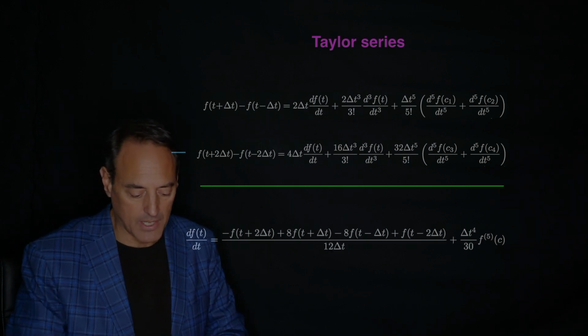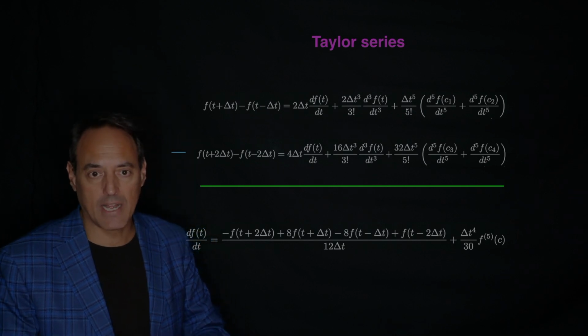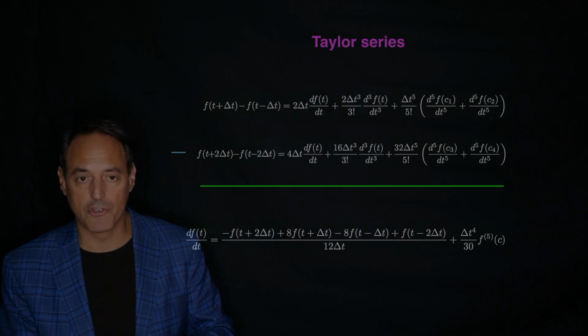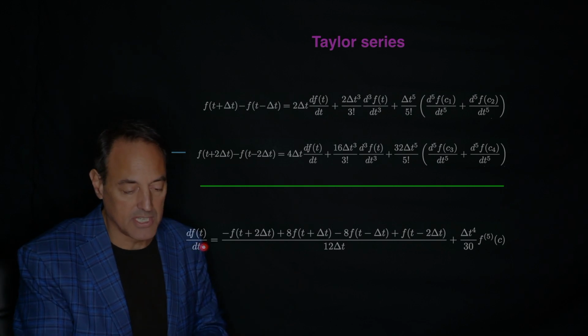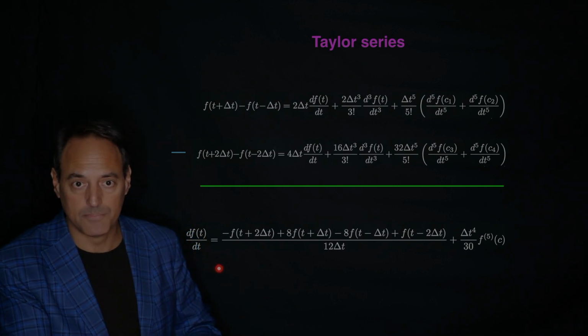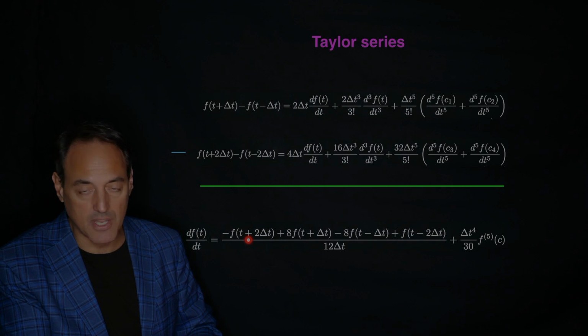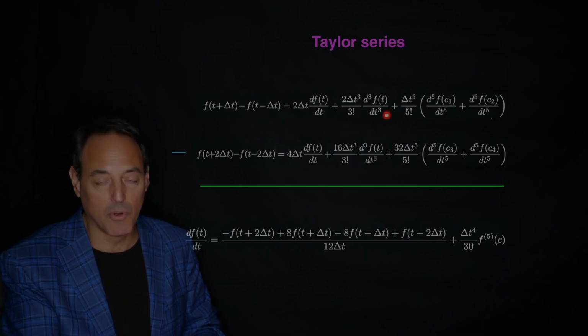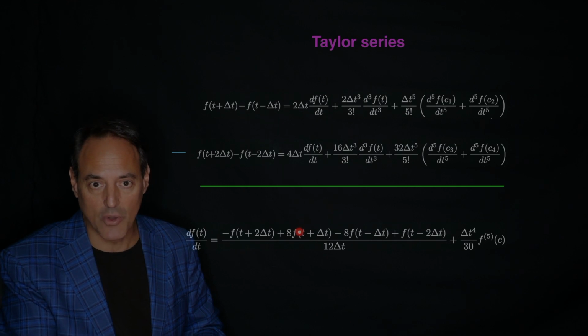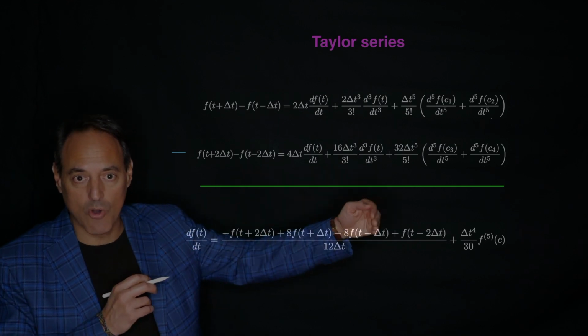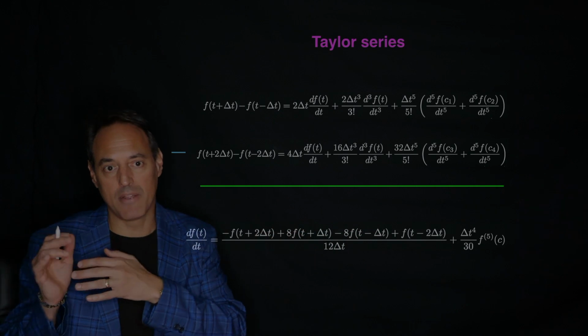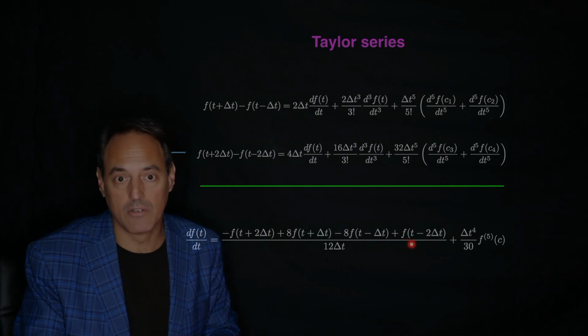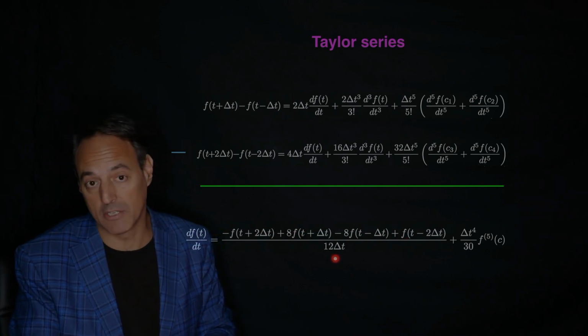So if I do that, subtract it, here is, in fact, the formula that I have for the derivative. So what I have here is df dt, so that's the derivative formula. And now what I have is minus f of t plus 2 delta t, plus 8 f of t plus delta t, minus 8 f of t minus delta t. And remember, the 8 comes from the fact that I had to multiply this equation by 8. So what I use is my neighbor 2 over, 8 of the next neighbor, 8 of my other neighbor, and just my neighbor 2 over again, divided by now 12 delta t.